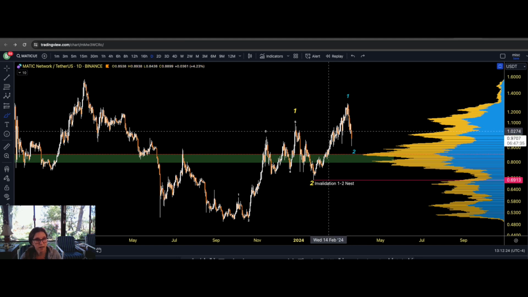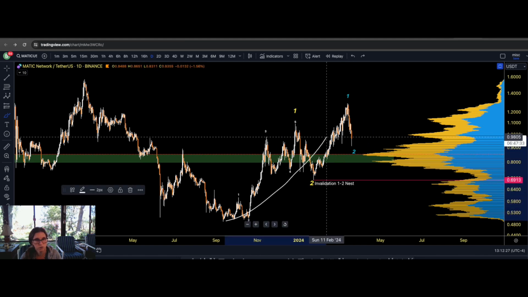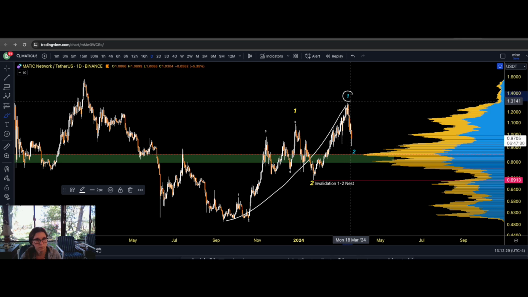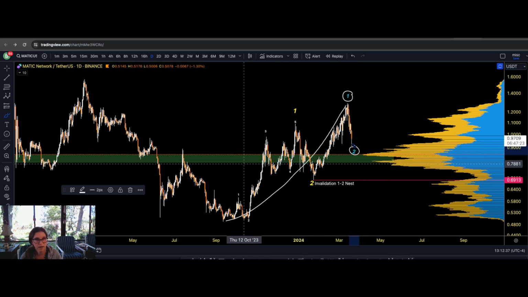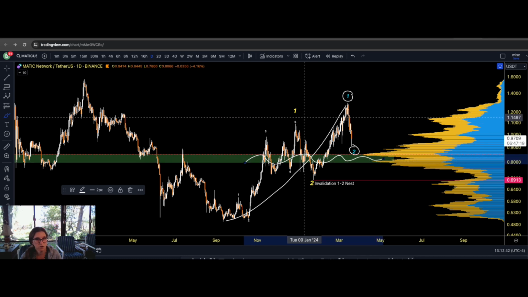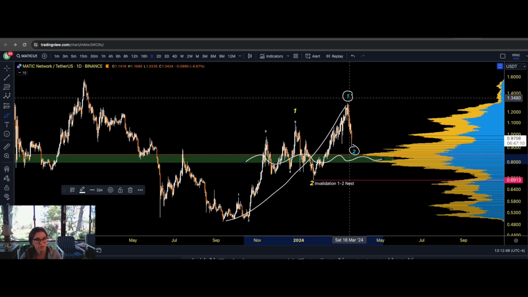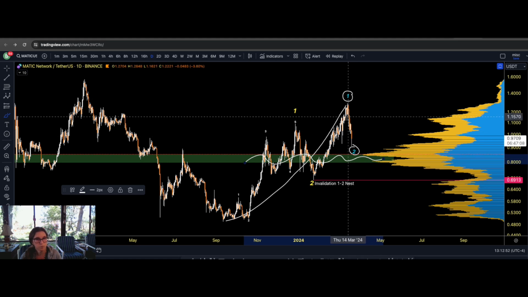The second way to look at it is that this entire structure was a wave 1 and that it's pulling back for a wave 2. In either scenario, we want Matic to hold this green support. If it's a nest of 1, 2, 1, 2, it is a must that it holds this green support. And if this entire wave is a wave 1 and a wave 2, there would be no reason for Matic to come underneath the support that it has pushed through to put in its wave 2.